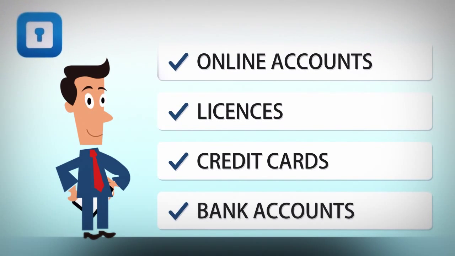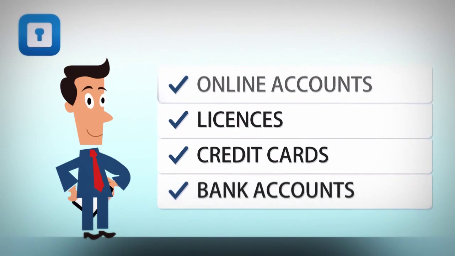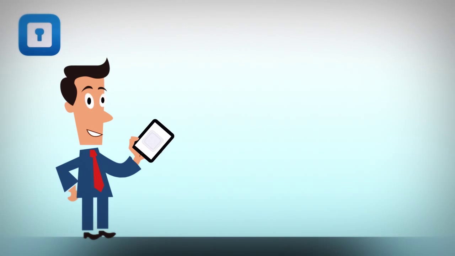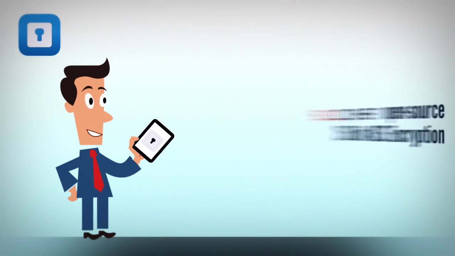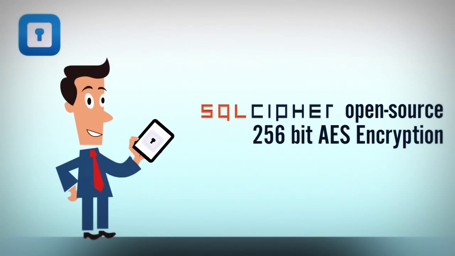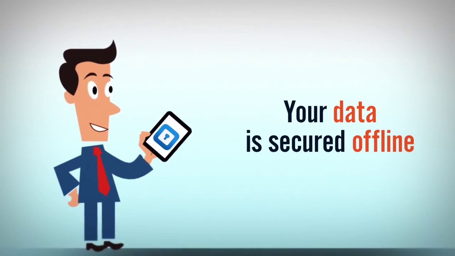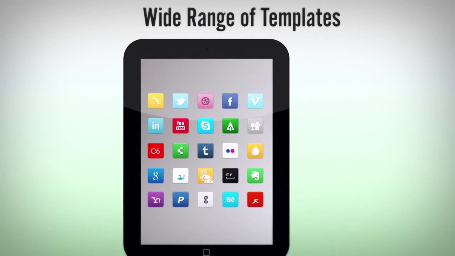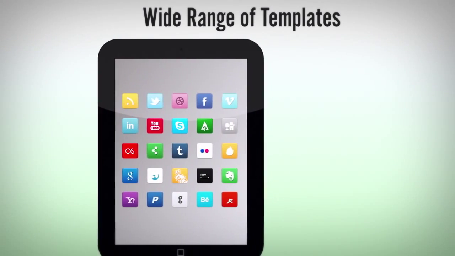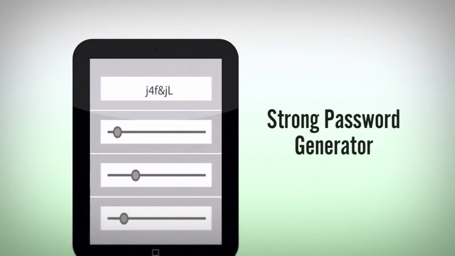You just need to remember your master password, and Enpass will remember all of them. All these will be secured by military-grade AES 256-bit encryption by your master password using SQL Cipher Engine. Your data is secured offline on your device, and you can use it anywhere. You can easily add information in your secure vault through a vast range of templates using strong passwords.